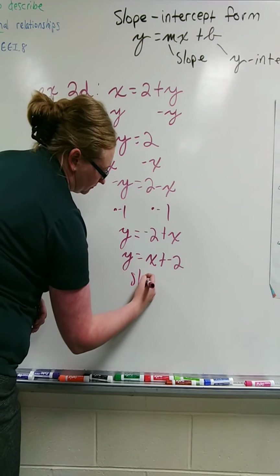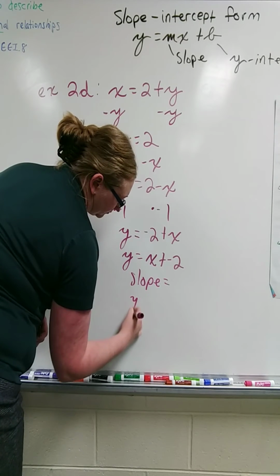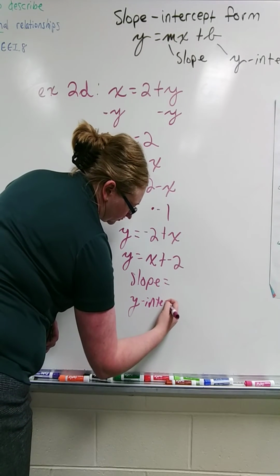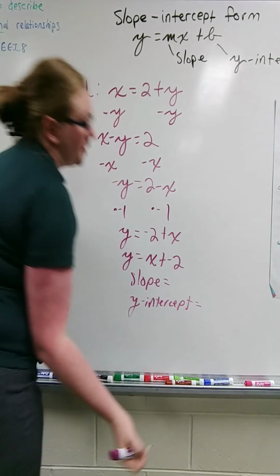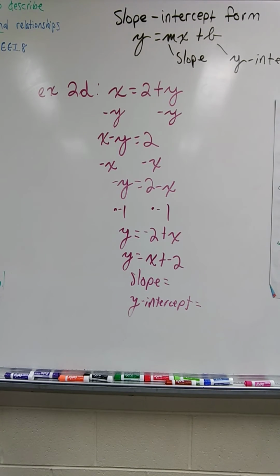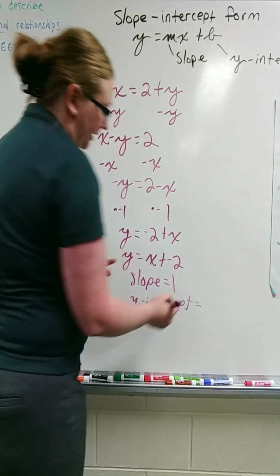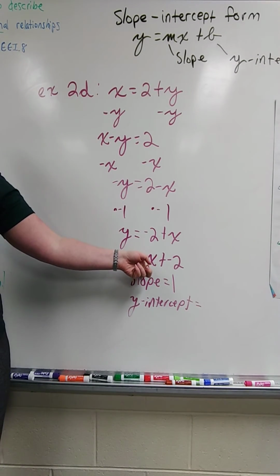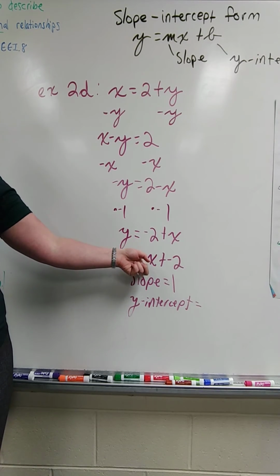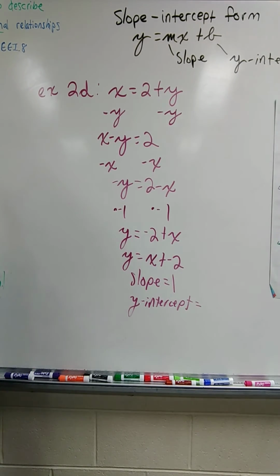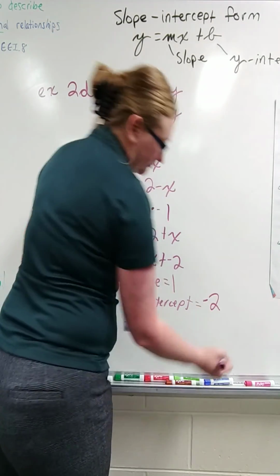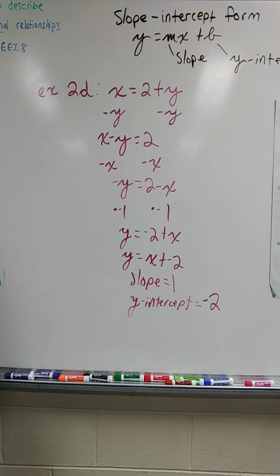What is my slope? So the slope is my coefficient, or that number that we put in front of our variable. If I don't have a number written there, what is my slope? Not quite. 1. How many x's do I have? 1. So my slope is 1. What is my y-intercept? Negative 2. Okay.